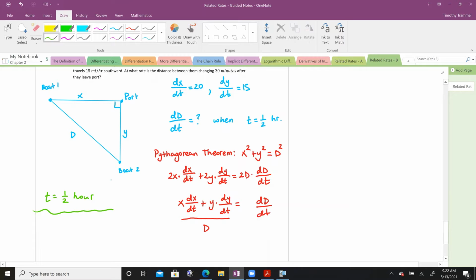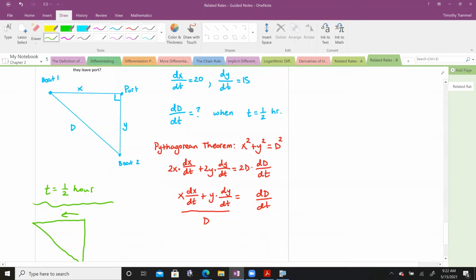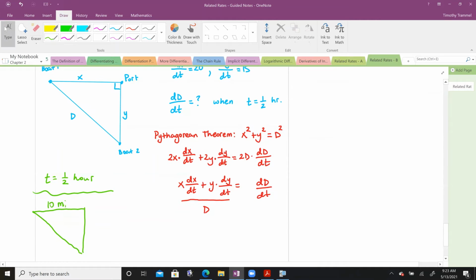And we can actually make a triangle that looks just like the one above, but for a half hour. Okay, so there's the triangle. So this boat, you might remember, is traveling 20 miles per hour. So if they only go for a half hour, they will have gone 10 miles. And the boat going south is going 15 miles per hour, so they'll only go 7.5 miles in that half hour.